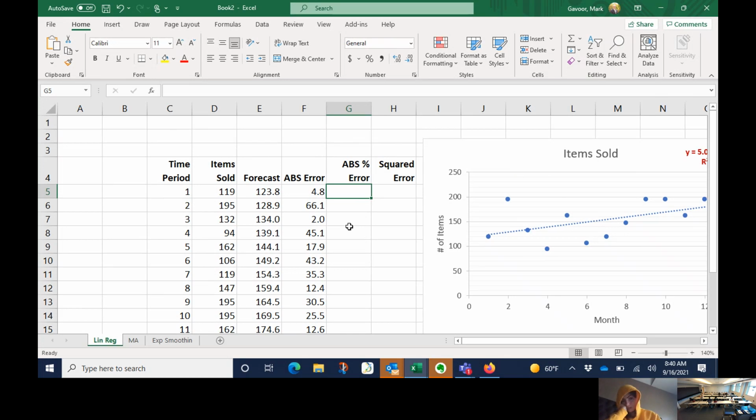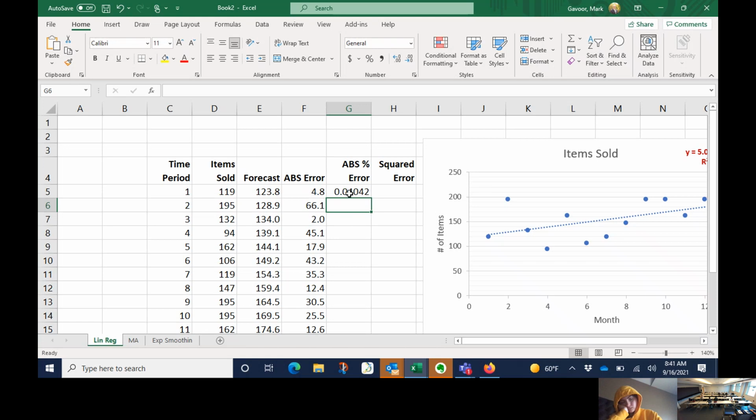And you always take the difference. You take the thing you want to find the percentage error of, and you divide it by what it should be. In this case, what it should be is the actual. So here's what we're saying. We're saying equals the error, 4.8 in this case, divided by the actual, which is the item sold. If it helps you better, write actual there. I know it's actual because that's what was actually sold.